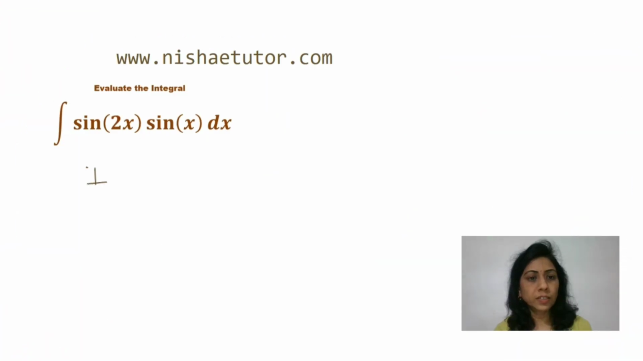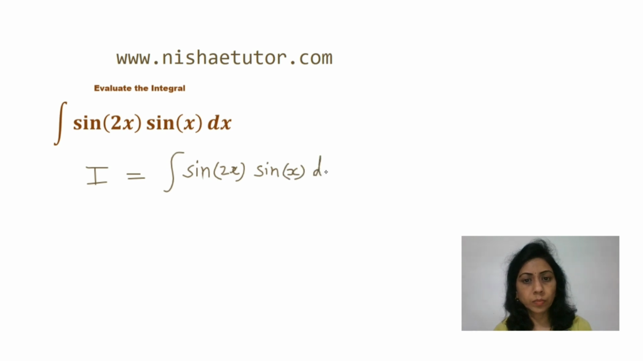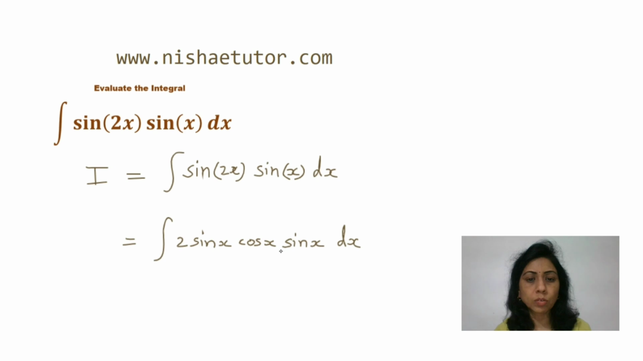So I is equal to the integration of sin 2x sin x dx. In trigonometry, sin 2x is 2 sin x cos x. So sin 2x equals 2 sin x cos x, multiplied by sin x and dx.